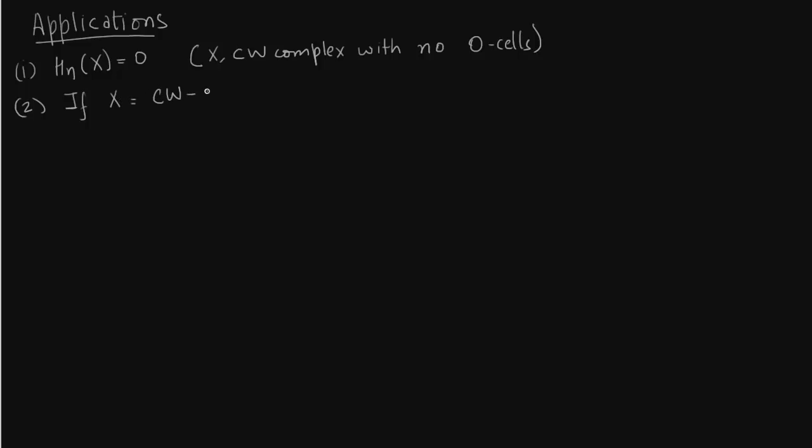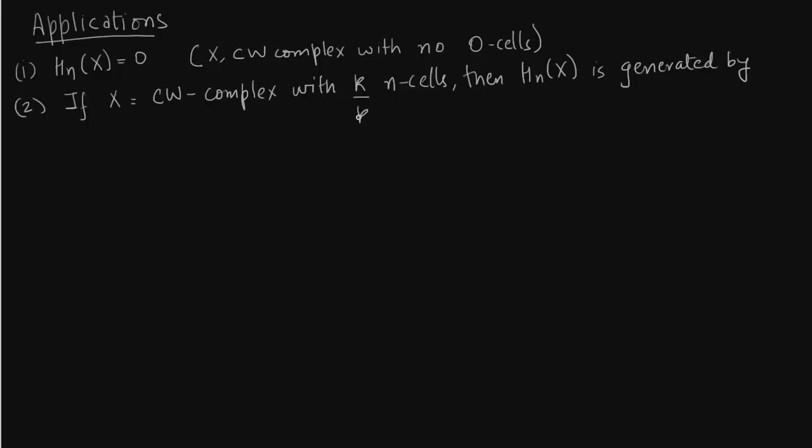Second is if X is a CW complex. So the first line you should know is X a CW complex with no n cells, 0 is incorrect there. On the other hand, if X is a CW complex with k n cells, then HnX is generated by at most k elements. So how do we see this? First of all, you should go back to the previous slide and look at the horizontal sequence. There's only one horizontal sequence, and look at that. So if it has k n cells, then HnX is generated by at most k elements.